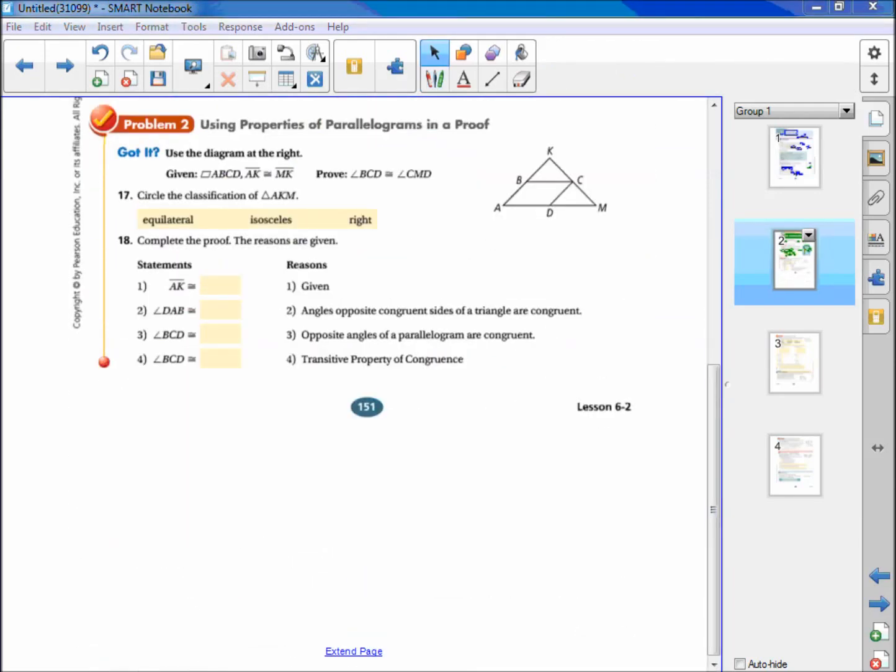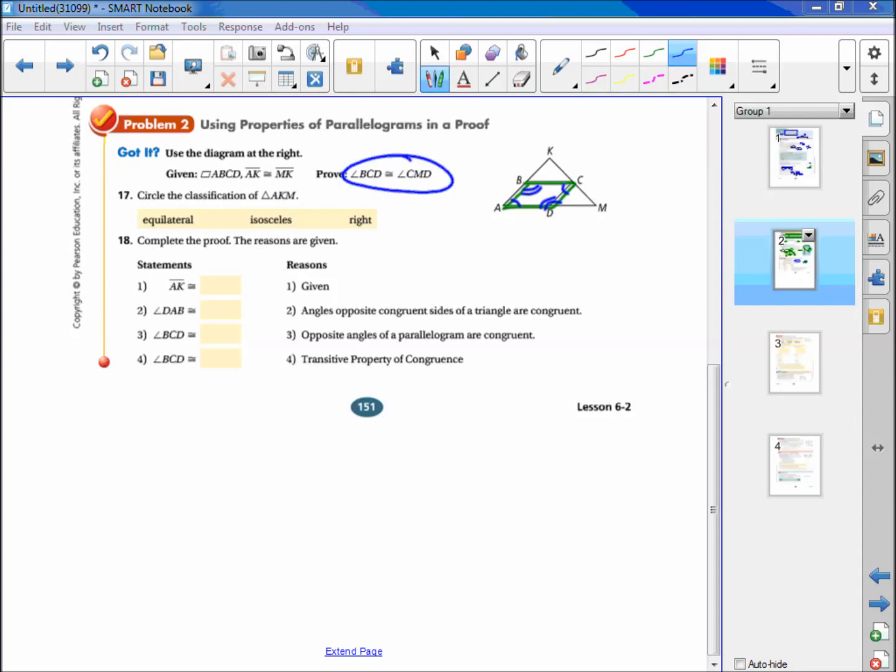Okay, problem number 2, using properties of parallelograms in a proof. So use the diagram at the right. So we have parallelogram ABCD. So ABCD is a parallelogram. That means that opposite angles are going to be congruent. And I'm going to go ahead and mark these. There's a lot of other things it means, but we're trying to prove angles, so I'm kind of guessing it's going to work with angles.